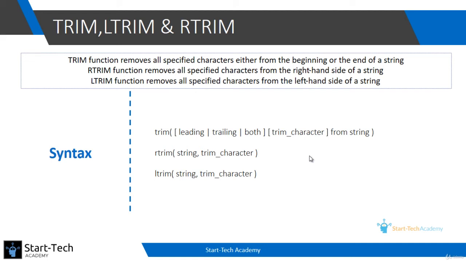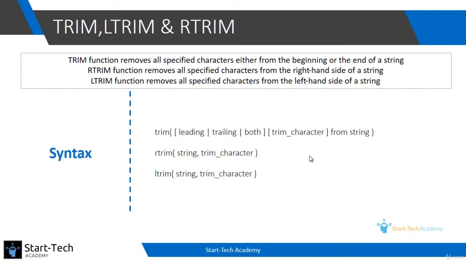Next we'll look at the trim functions. In Postgres, there are three types of trim functions. One is normal trim, the other is Rtrim, and then Ltrim. Trim can be used to remove all specified characters either from the beginning or at the end or both. Rtrim will remove characters only from the right hand side of the string. Ltrim will remove only from the left hand side. So trim can do the work of both Rtrim and Ltrim.